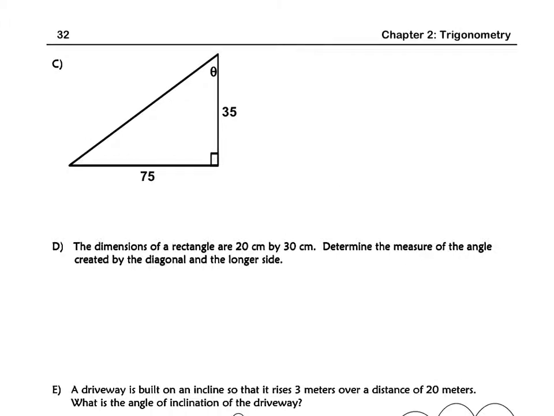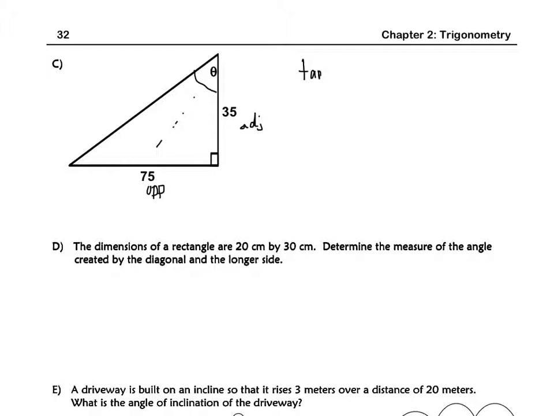In this example here, there's our theta. So the sides that we have are again the opposite, which is the 75, side marked 75, and this side here is the adjacent. The side we don't have is across from the 90-degree angle, which is the hypotenuse. So we do have enough information to use tan.